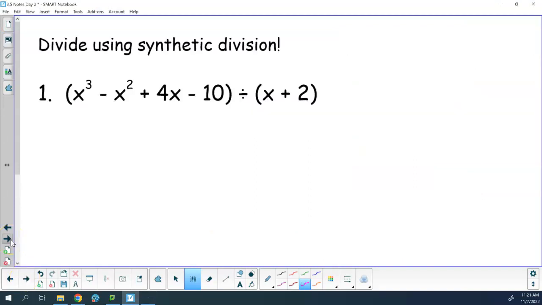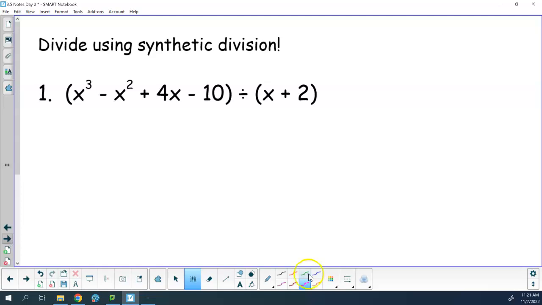Okay. So we'll do the same warm-up problem. But this time, can we use synthetic division on it? Yes. Why? Because what we're dividing by has a coefficient of 1 and a degree of 1. So it's a special linear factor.